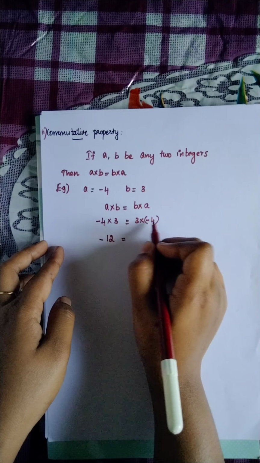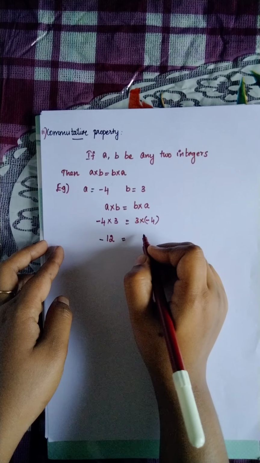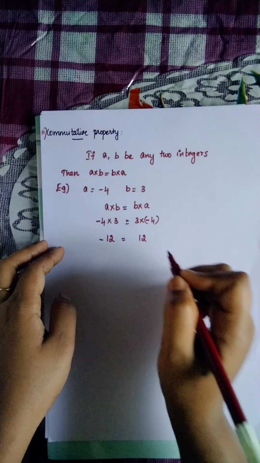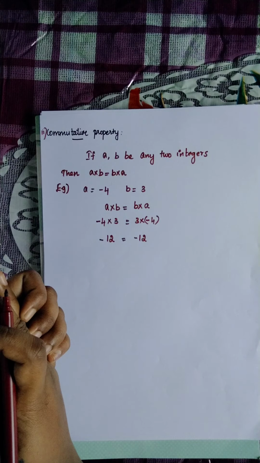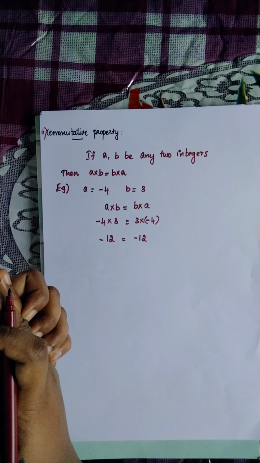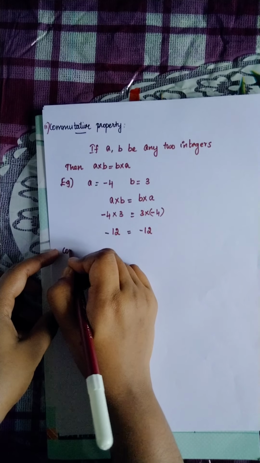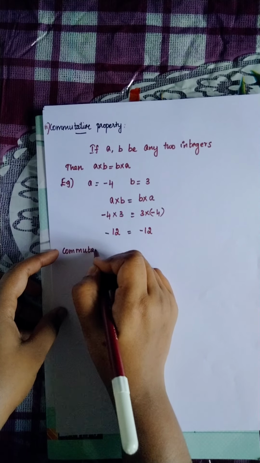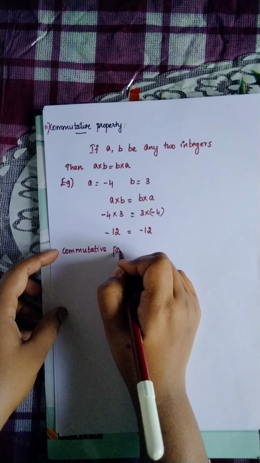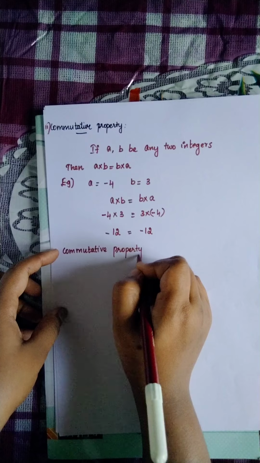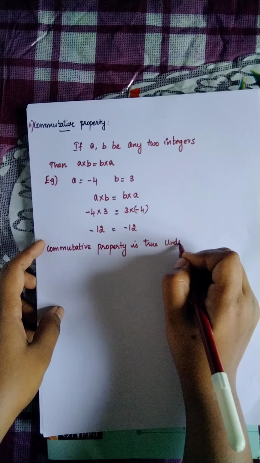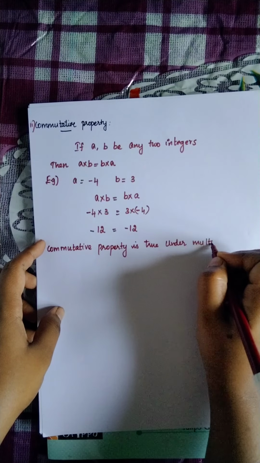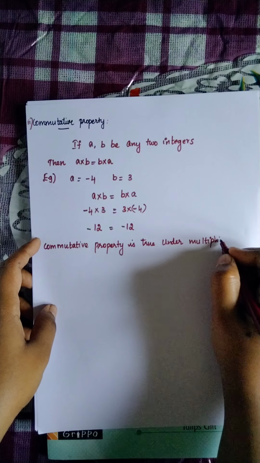Here also, what is 3 into 4? 3 into 4 is 12. Which sign do we need to put, positive or negative? We need to put the negative sign. Are both sides the same number? Yes, so commutative property is true under multiplication.